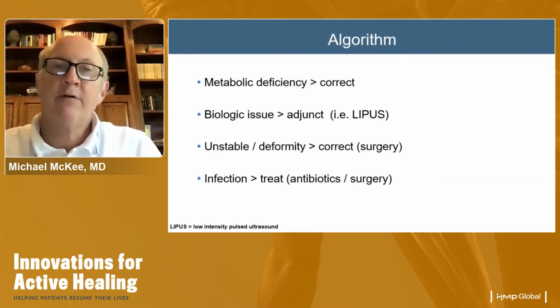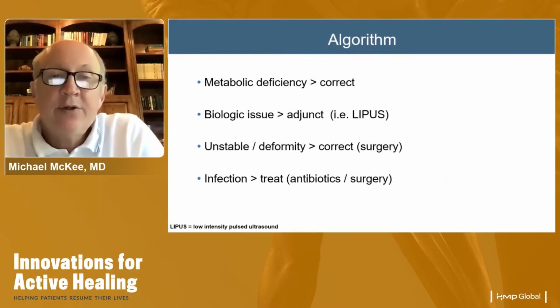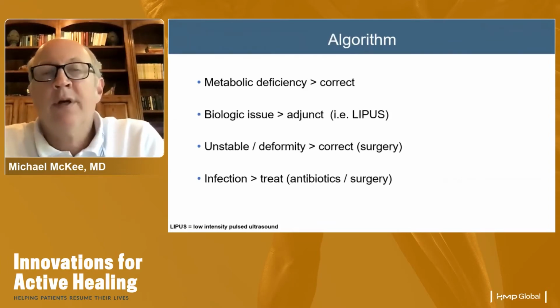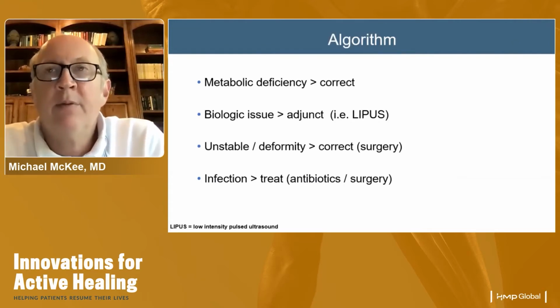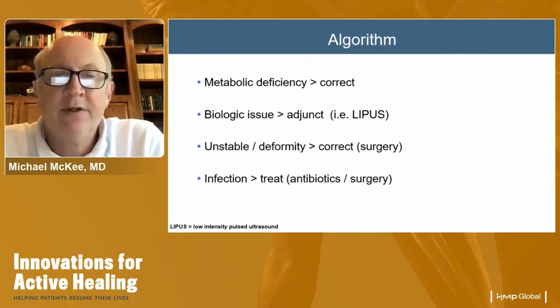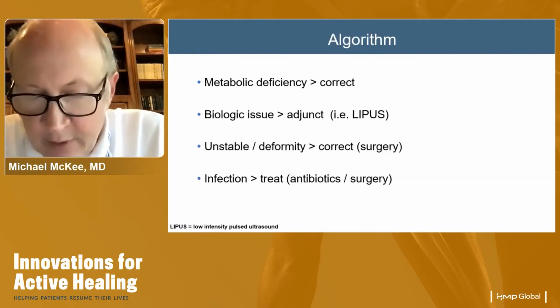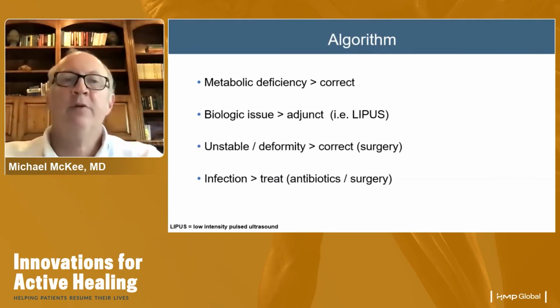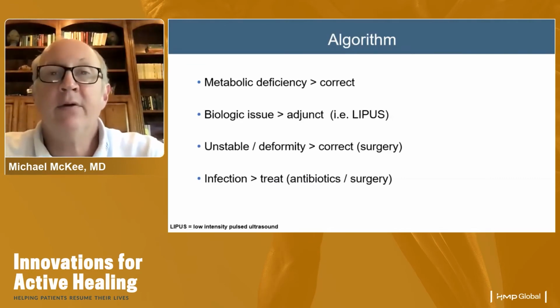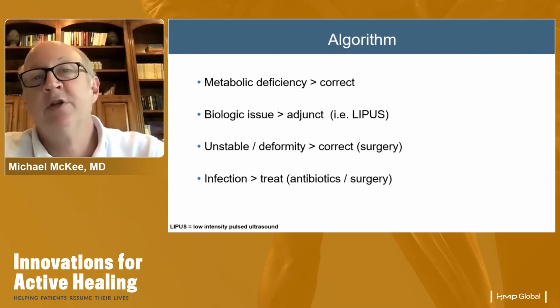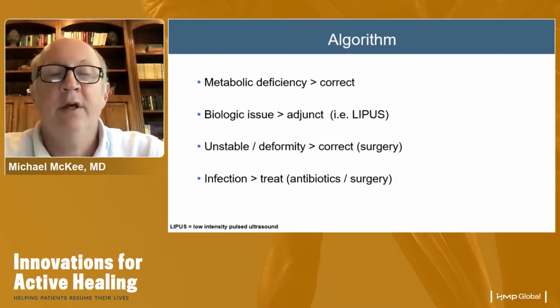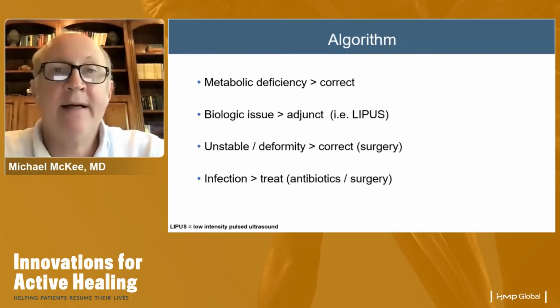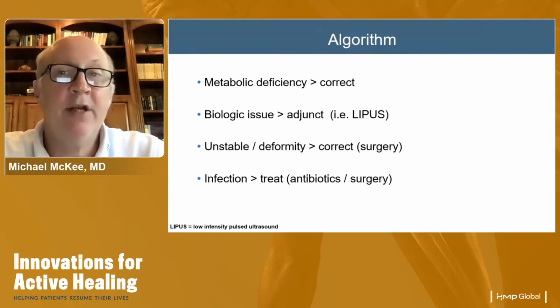So what kind of algorithm? I think if you are going to treat a non-union, probably the most important thing is to correct any kind of underlying metabolic deficiencies. Dr. Brinker in the previous paper reported that 8 of those patients with an established non-union were able to be corrected or healed without any surgical intervention, just by correcting the biology of the patient. So if you have an identifiable metabolic deficiency and you correct it, you may even save the patient's surgery.